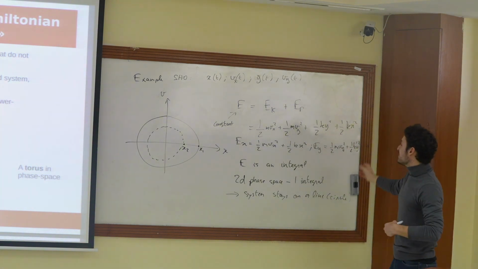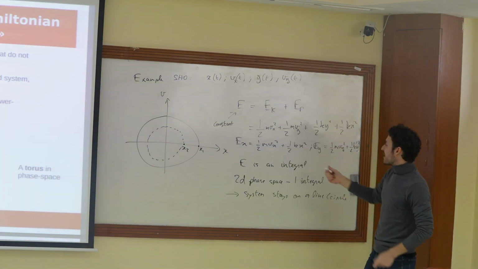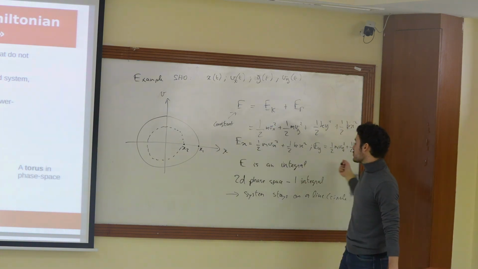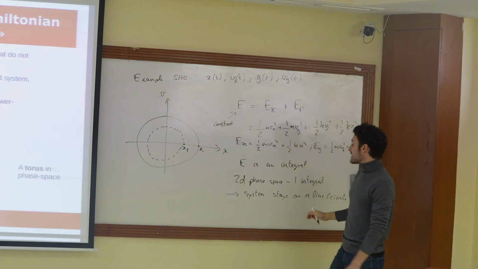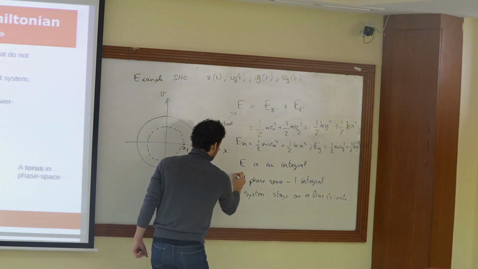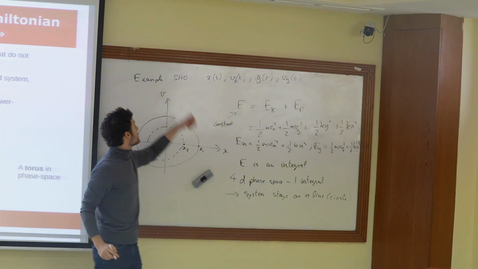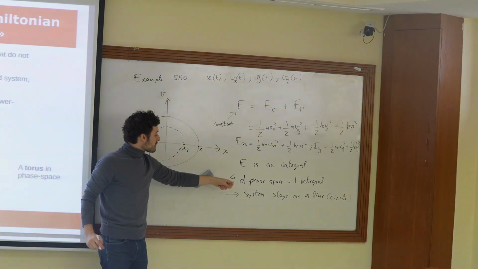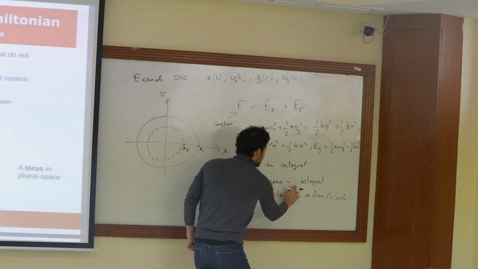What this means is that now, instead of having 1 integral of motion, we have 3. But that's okay, because we need 3 integrals of motion, right? Because now we have a 4D phase space, 4D because we have 4 variables, and we have 3 integrals of motion.